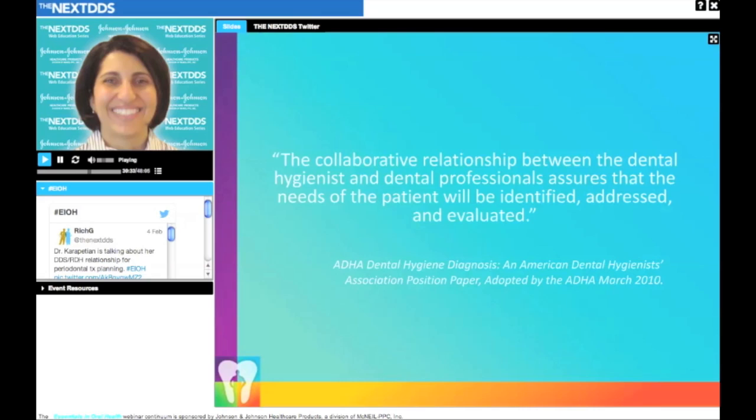Okay, so going on to a statement from the Hygiene Association. It's very important that we work together with the dental hygienist so that we can make sure that we've identified the disease, but we've also educated the patient on what is going on, what the disease is, and to be able to address the disease.